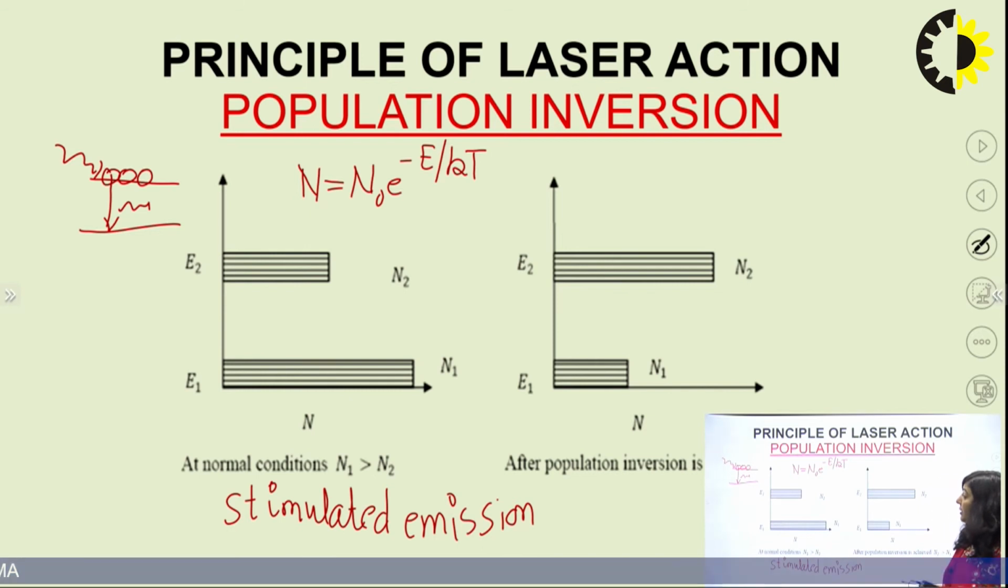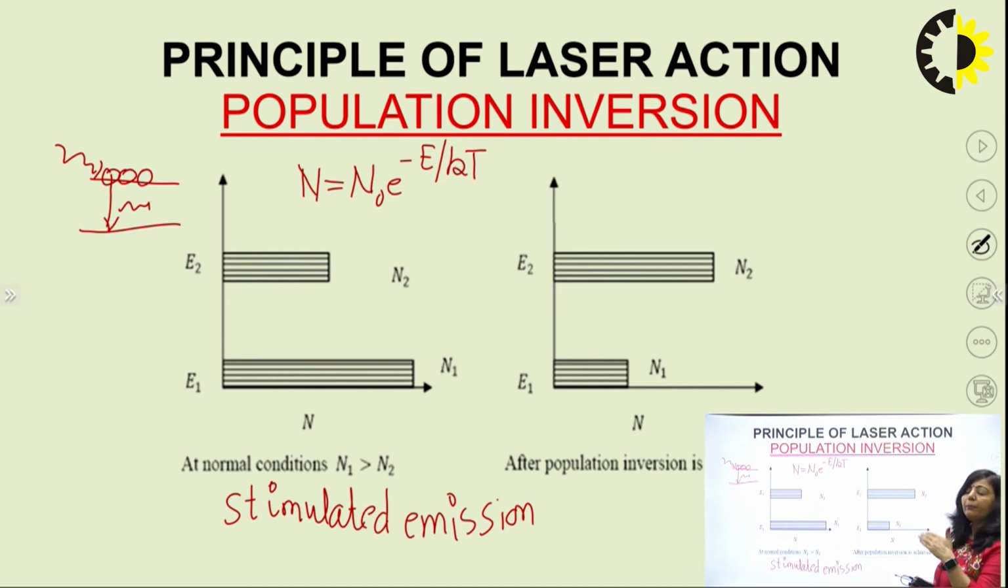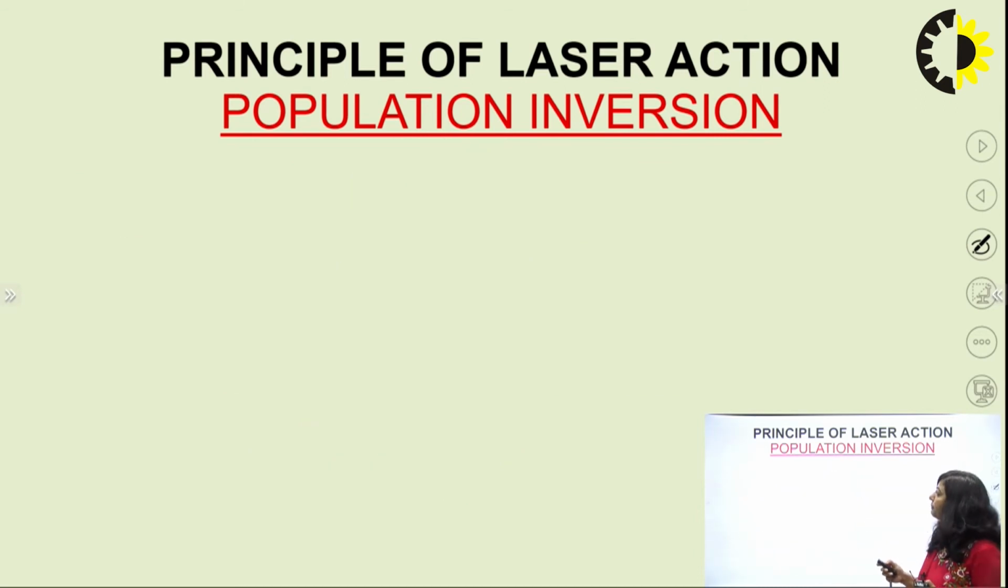Inverted population means greater population in the high energy state as compared to the ground state. And why do you require that inverted population? You require it because you want to increase the probability of stimulated emission, and that can be increased just by increasing the population of the high energy level. So these two diagrams completely explain what population inversion is.